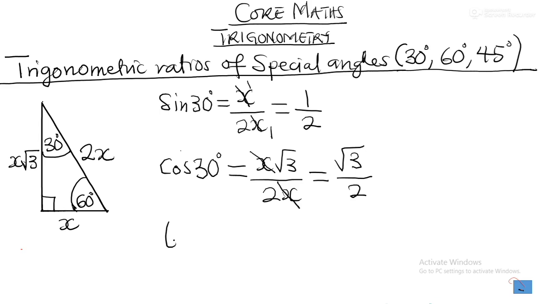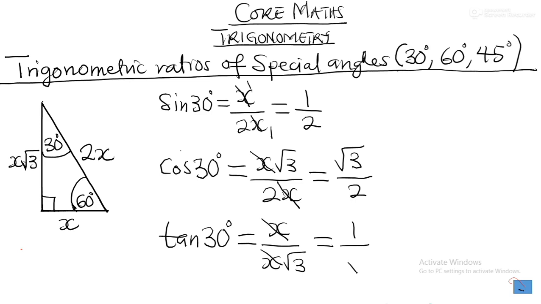Good. So tan 30 degrees, we know tan is what? Opposite over adjacent. So what's the opposite? The opposite to the 30 degree angle is x, and then the adjacent is what? X root 3. So you write your x divided by your x root 3. Good. Now this x will cancel this x. So you are now going to have 1 over root what?